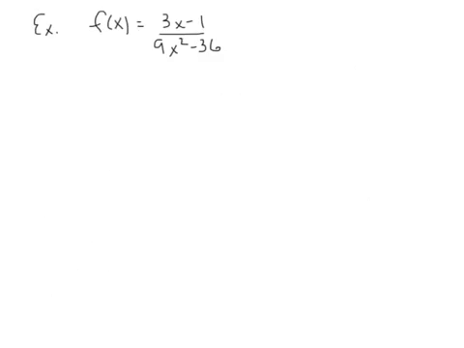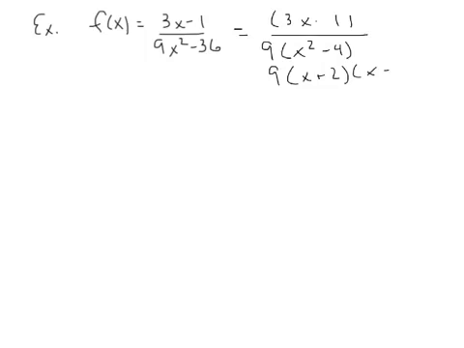Okay, here's my last example. Here we have (3x - 1) over (9x² - 36). So let's look at the factors. I'm going to put 3x - 1 in parentheses. And then here I can take out a 9. And so then that factors as (x + 2)(x - 2).